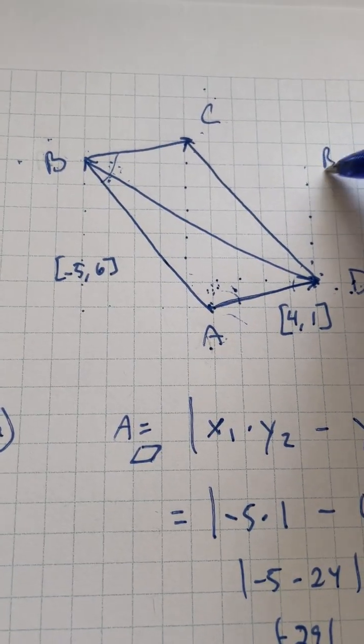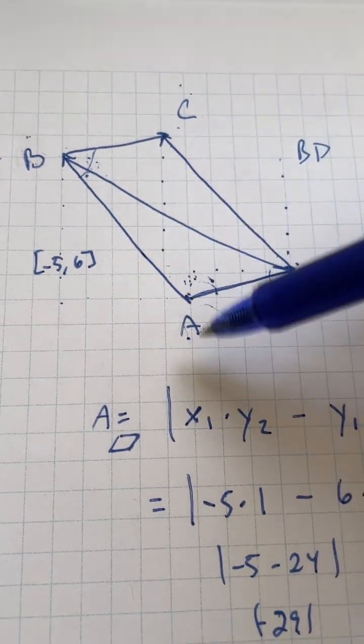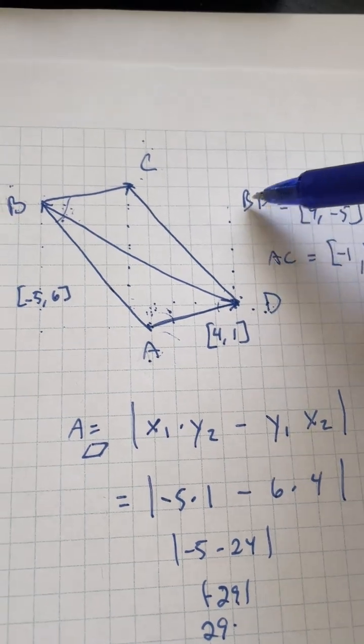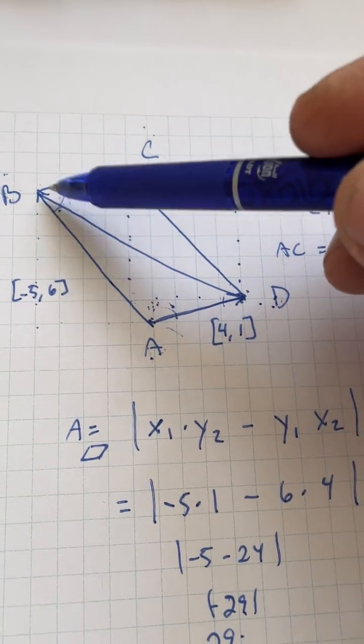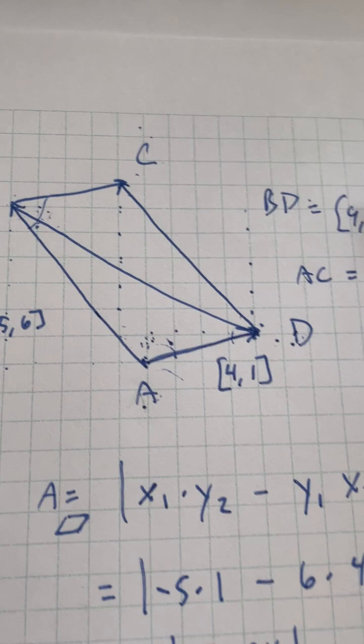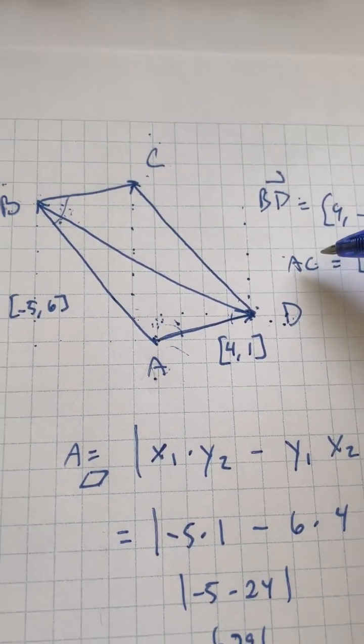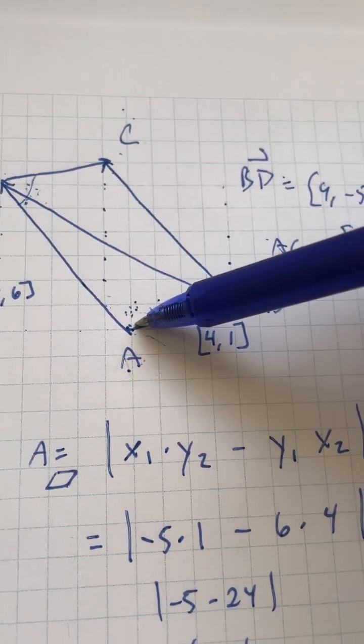So diagonal BD is that, and just repeat the process for AC. Notice the order of the letters matters. If I did choose B, which I did, to be my starting point, when I write the vector, I want to say B first. And for AC, I chose A to be first, didn't have to, but I did.